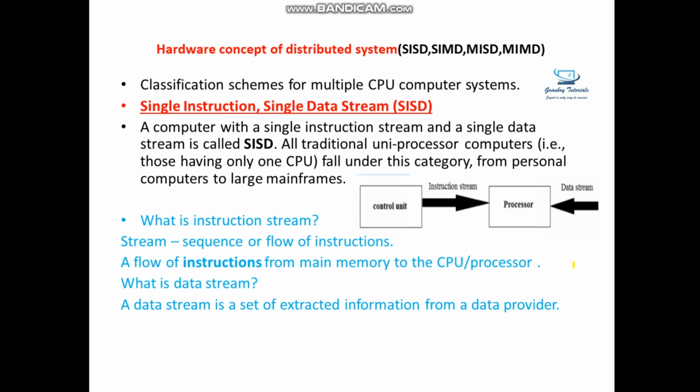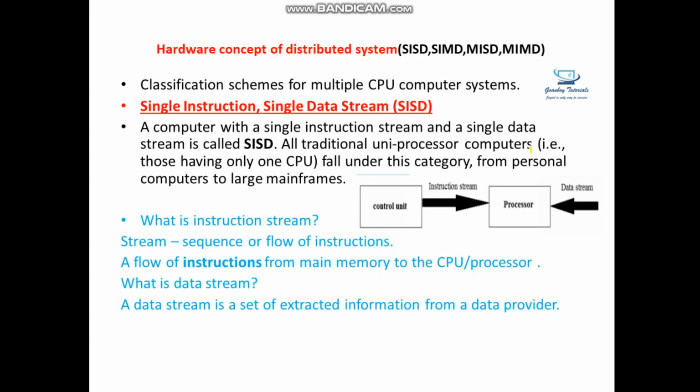Before going to this, we will know what is instruction stream and what is data stream. A stream is a sequence or the flow of instruction. Then instruction stream is a flow of instruction from the main memory to the CPU or the processor. What is a data stream? A data stream is a set of extracted information from the data provider.